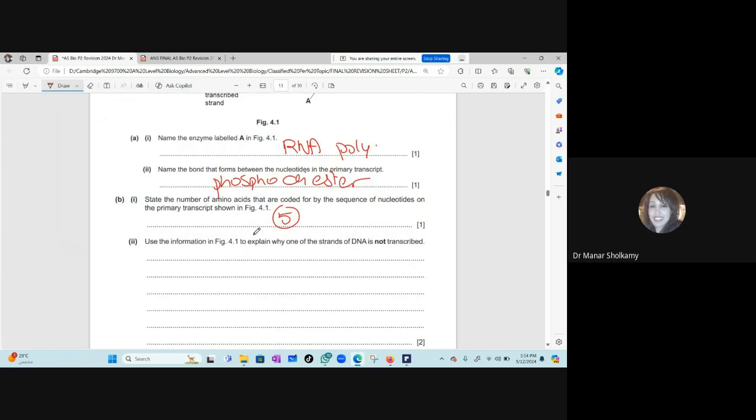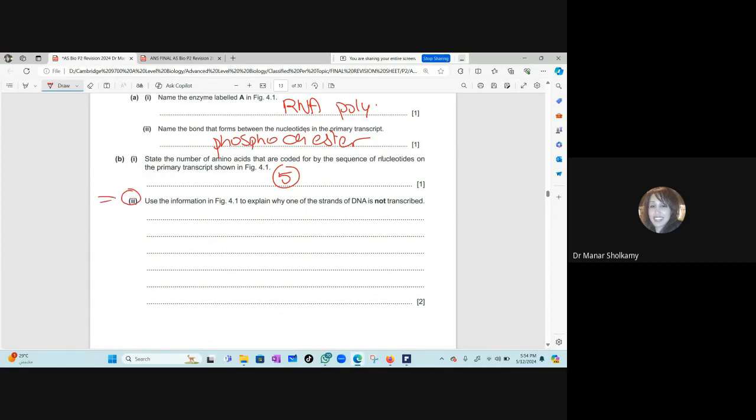Use the information in the figure to explain why one of the strands of DNA is not transcribed. Now, this question I saw a lot. Why is only one strand transcribed and the other strand is not transcribed? There is one template strand. Yes, you're right. The strand that is transcribed is the template strand, correct? And the other strand is not the template. Now, why is the other strand not the template?